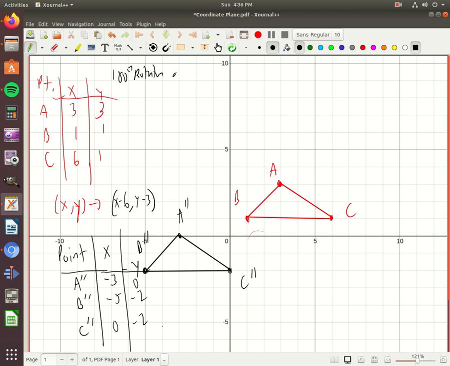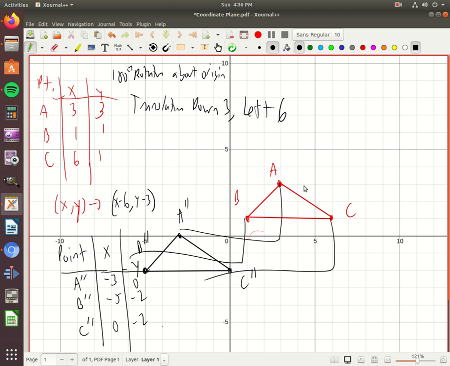move about origin. Actually, I should be very specific about that. I need to tell where I'm rotating or reflecting from. Anyway, this one I went down 1, 2, 3 and left 1, 2, 3, 4, 5, 6. So this would be a translation: down 3 and left 6. And again, that's kind of what I'm getting there.